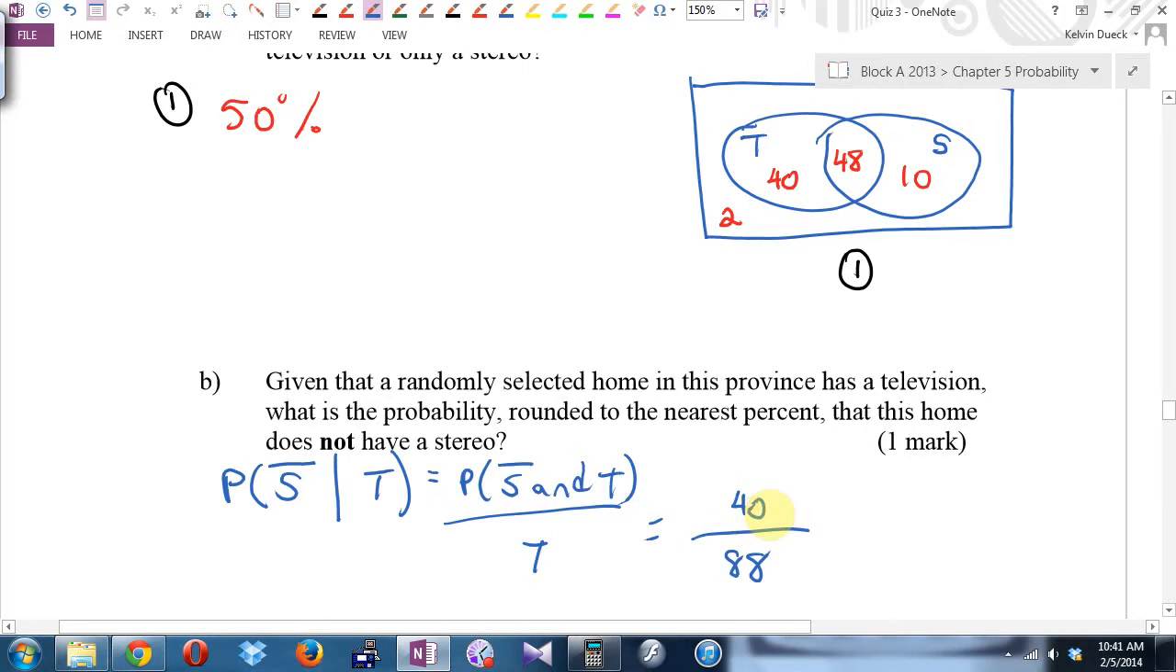Do you own a TV right there? Do you not own a stereo right there? Yep. That's the overlap. And that was a tricky one. I did that on purpose because nice Venn diagram.